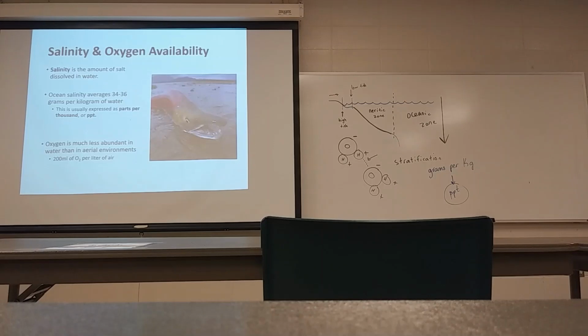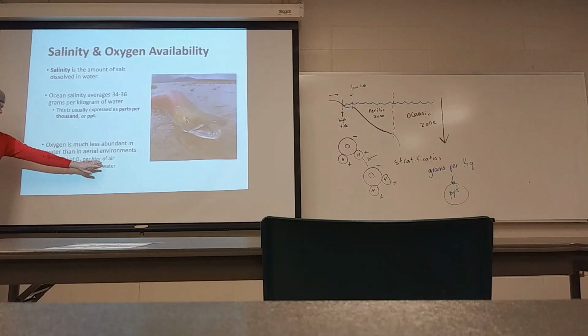Okay? In air, there's 200 milliliters of oxygen per liter of air. There's 1,000 milliliters in a liter, so about 20% of the volume, roughly. There's 9 milliliters of oxygen per liter of water on average, and this really varies.